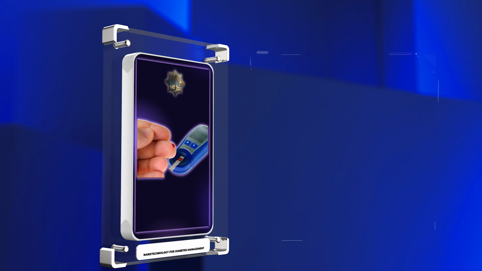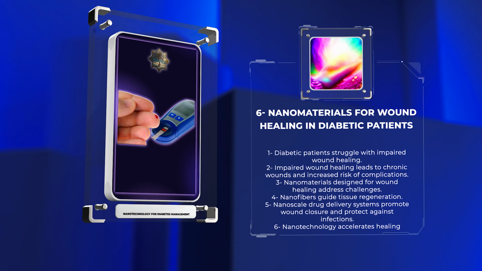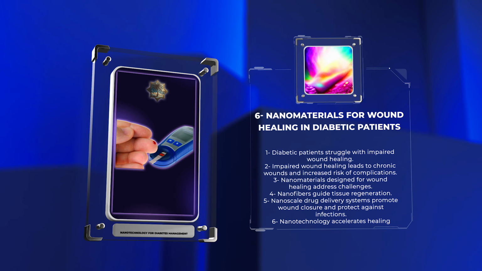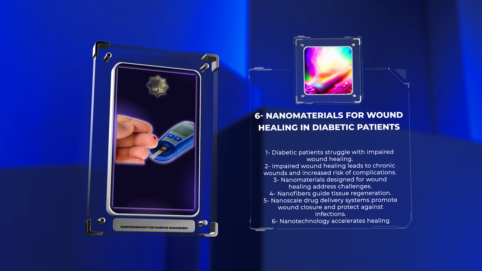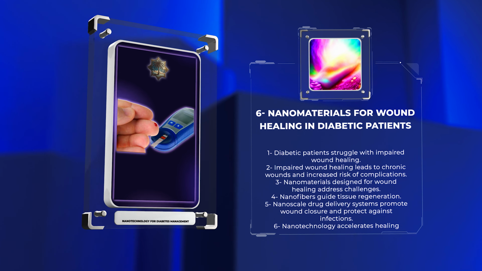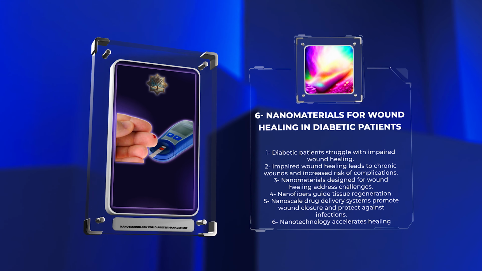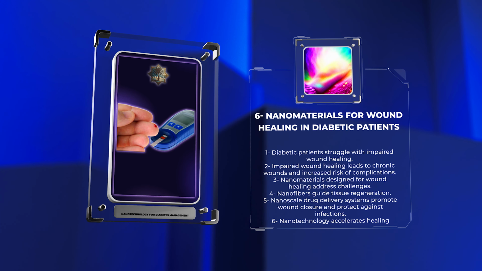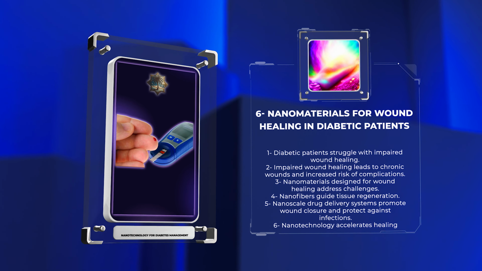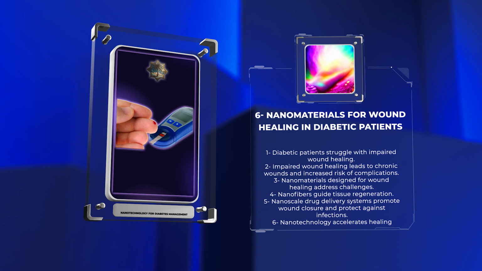Diabetic patients often struggle with impaired wound healing, leading to chronic wounds and an increased risk of infections and amputations. Nanomaterials, specifically designed for wound healing applications, offer unique properties for addressing these challenges. Nanofibers can be utilized as scaffolds to guide tissue regeneration, while nanoscale drug delivery systems can promote wound closure and protect against bacterial infections. Moreover, nanotechnological approaches enhance the release of growth factors and cytokines, accelerating the healing process. These advancements in wound healing hold great promise for diabetic patients and can significantly reduce healthcare costs.